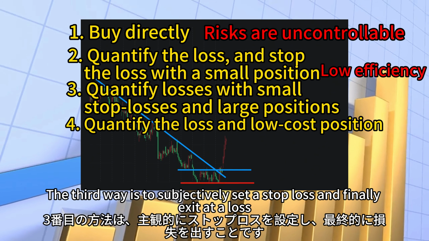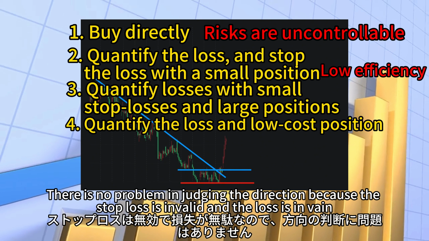The third way is to subjectively set a stop loss and finally exit at a loss. There is no problem in judging the direction, but because the stop loss is invalid, the loss is in vain.